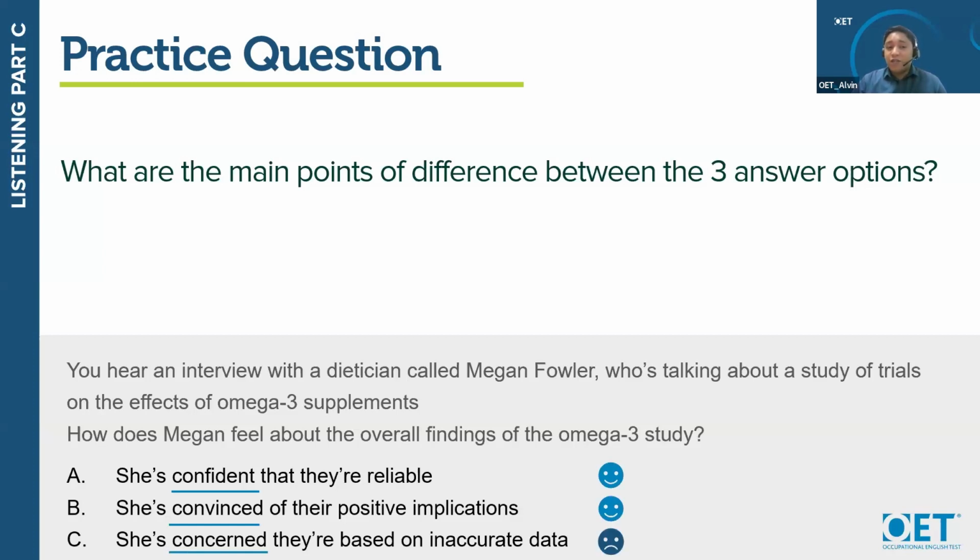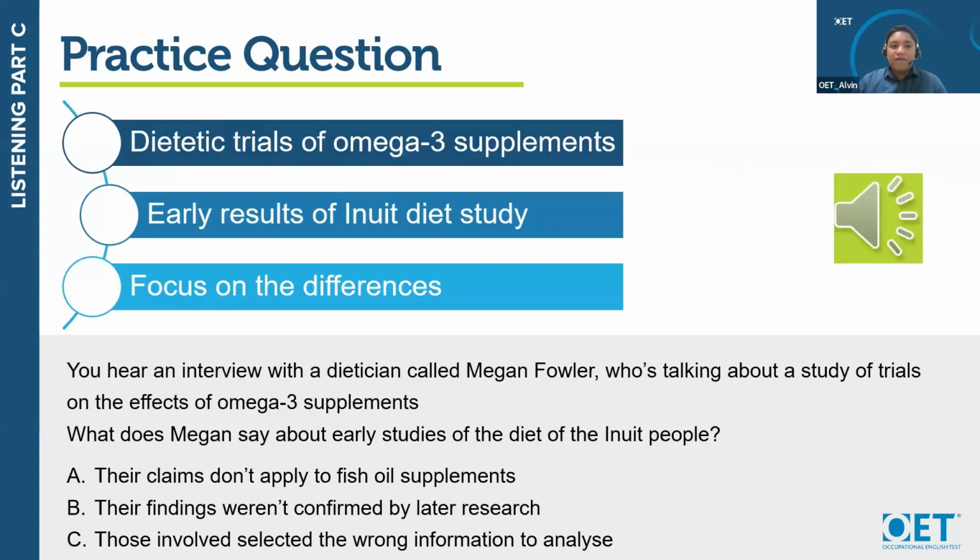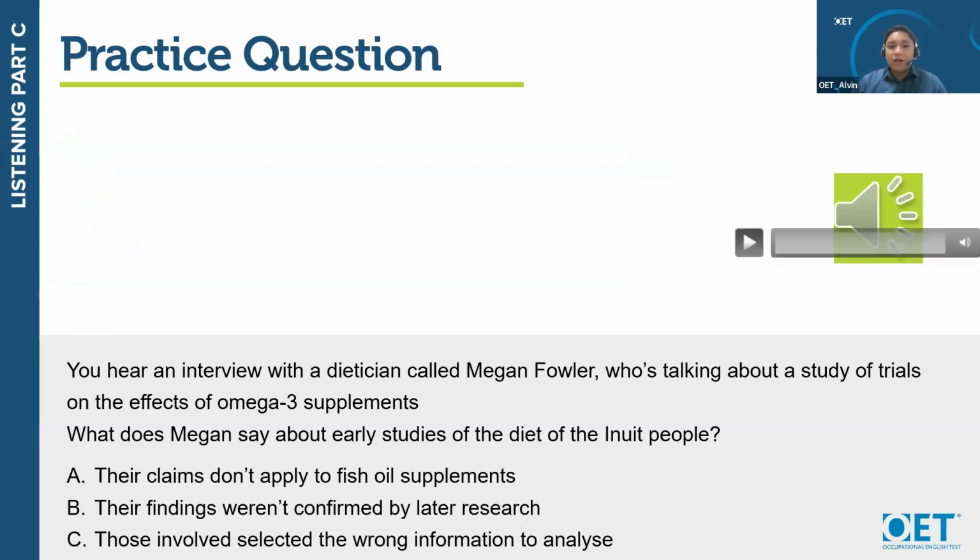These are only some examples on how you try to assess the attitudes in the options or the differences between the options. But these are the real options I'm going to give you now. The options that we have here are A, their claims don't apply to fish oil supplements. B, their findings weren't confirmed by later research. Or C, those involved selected the wrong information to analyze. So I would like you to listen to the audio. It's going to be our last one for tonight.